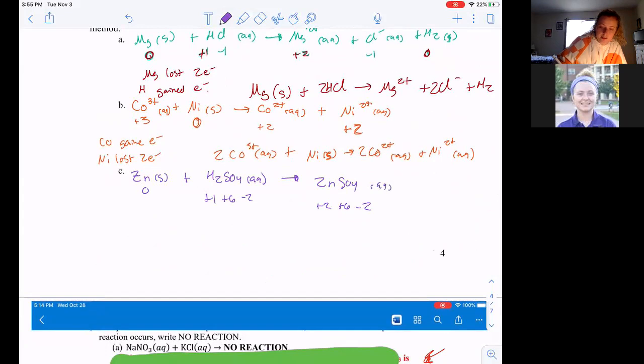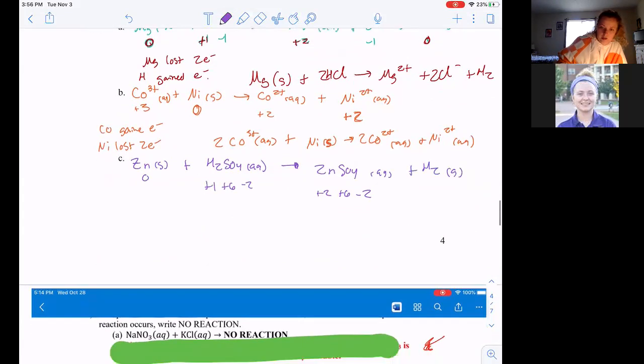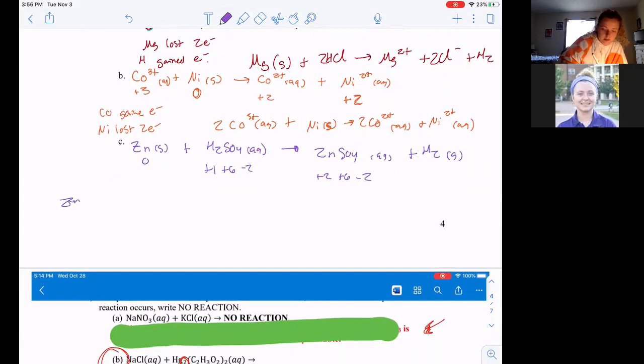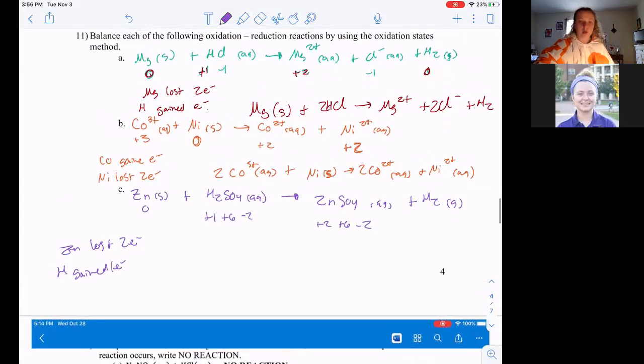If you're wondering where the 6 and the 2s are coming from, it's accounting for each element. Zinc has a +2, sulfur has a +6, oxygen has a -2, and H2 is a gas. Zn lost 2 electrons, and then hydrogen gained 1 electron. And I will leave you to the rest of the balancing for that. And that is how we do this worksheet.